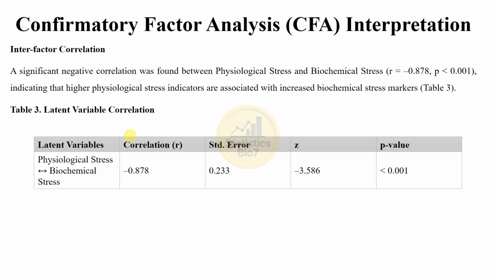R is equal to minus 0.878, P less than 0.001, indicating that higher physiological stress indicators are associated with increased biochemical stress markers. Table 3 presents the latent variable for physiological stress and biochemical stress. The correlation value is minus 0.878, the standard error 0.233, Z value minus 3.586, and the P value less than 0.001.